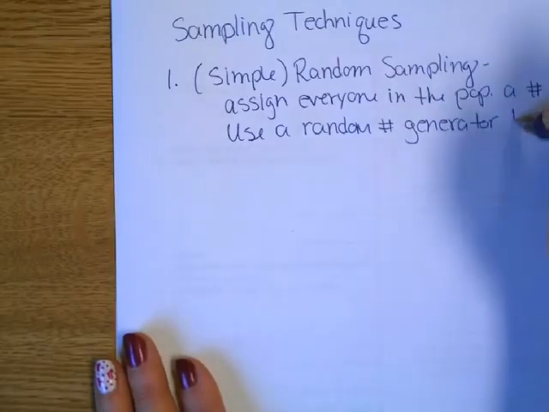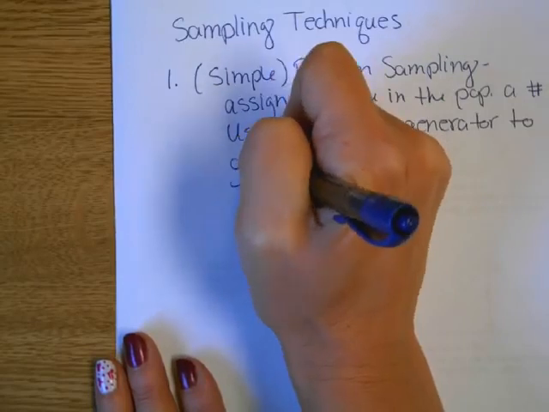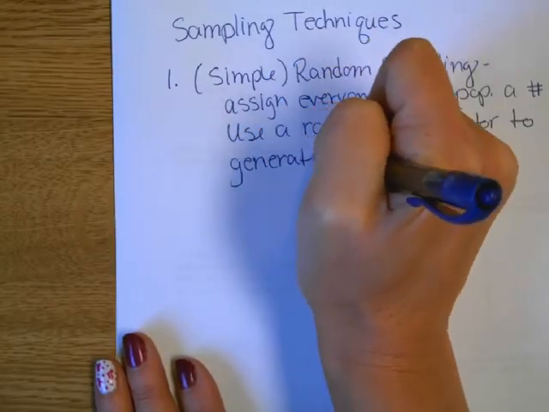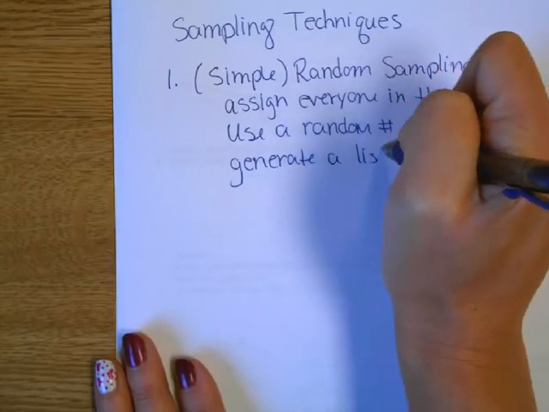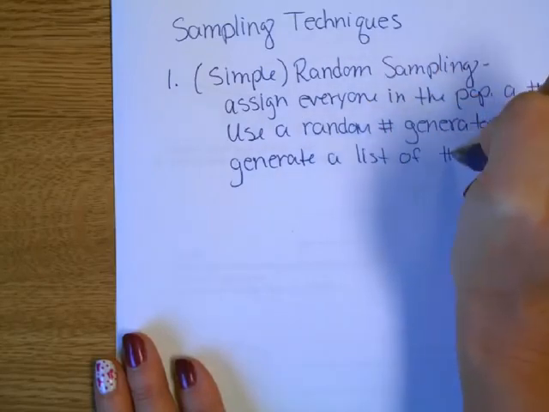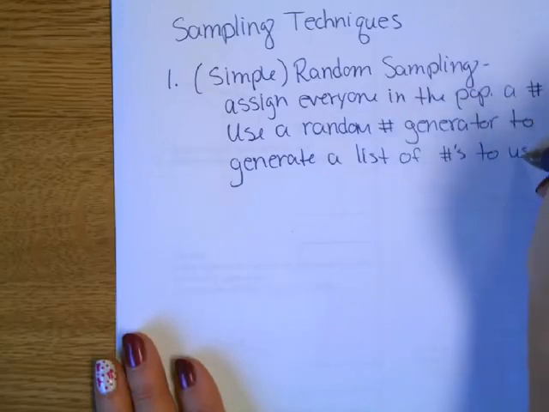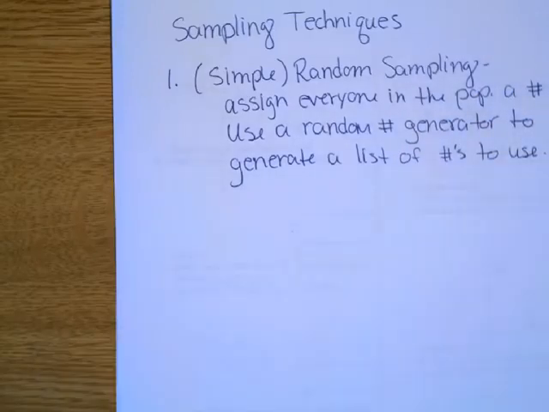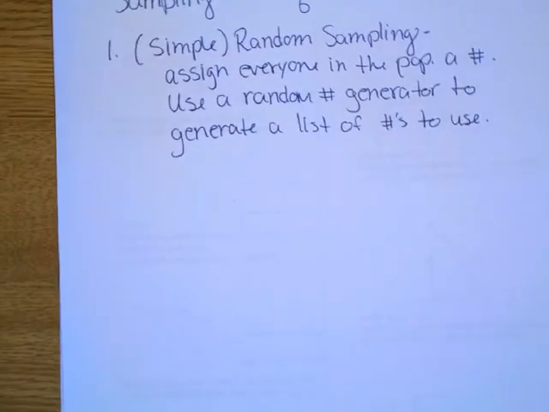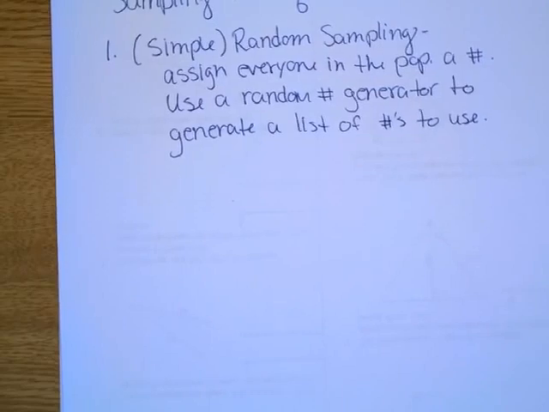So assign everyone a number, then use a random number generator to generate a list of numbers to use. Calculators have random number generators, computers have random number generators. If all else fails, you could put slips of paper, 1 through however many, 200, in a bowl, and randomly pick out 20 of them to use. Those are all random number generators. So that's random sampling.